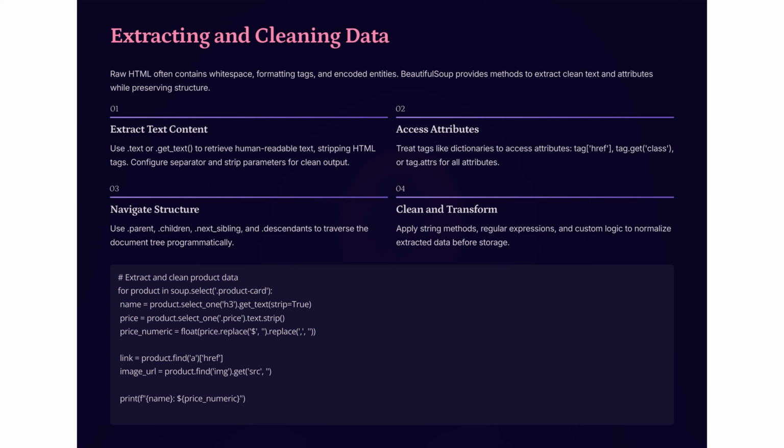Extracting clean data from raw HTML is crucial. Use .text or .get_text() to strip tags and access attributes like a tag's href. Navigate with .parent or .children, and clean data using string methods or regex. For example, extract product names and prices, convert prices to float, and retrieve links and image URLs efficiently.